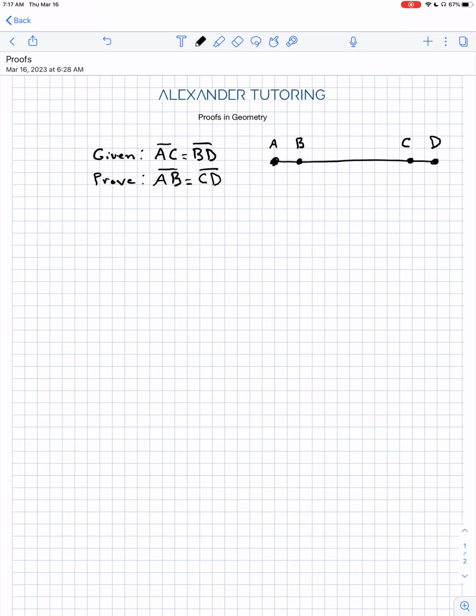Most hated topic of all time. I hated proofs in high school. I don't hate them now. Now I like them. But here's why I think that most students across the board just don't like them.